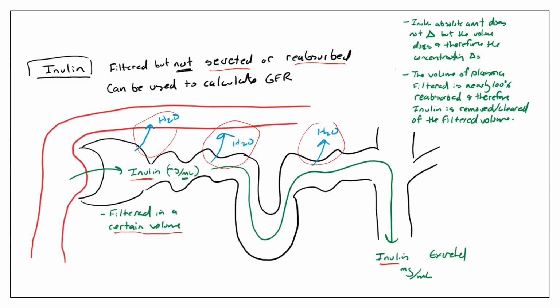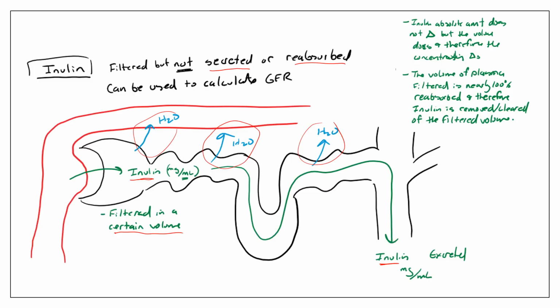Okay. So now the volume of plasma filtered is nearly 100% reabsorbed. So this is why we're pretty confident of that volume, right? And therefore inulin is removed or cleared of that filtered volume. So in this case, if we calculate the clearance of inulin, remember the formula, we'd have to know the formula for that, and we'd have to know what the plasma concentration was, what the urine concentration is, and what that urine volume is. We plug that into our formula, we get the clearance of inulin.